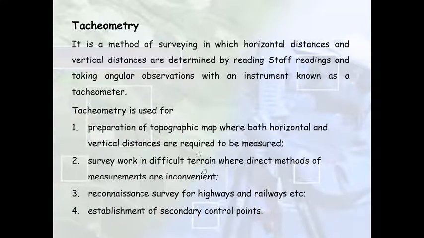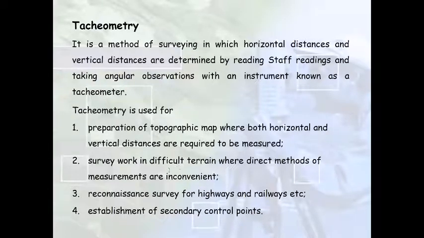So this instrument can be used for preparation of topographic maps, where both horizontal and vertical distance are required to be measured. Topographical maps, like we studied in the very first lecture, tell us about natural features and the man-made features on the surface of the earth. Usually they represent relief, that means elevation difference between the points. So it gives you a basic idea about the land, how the natural topography of the land is changing.